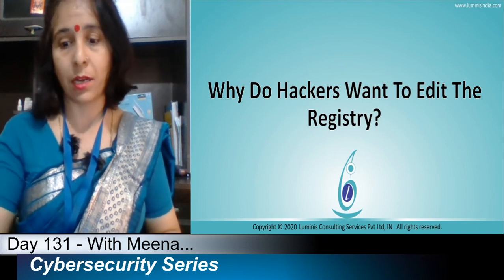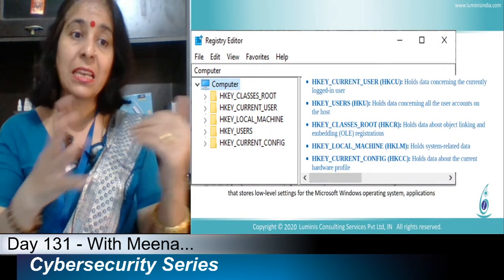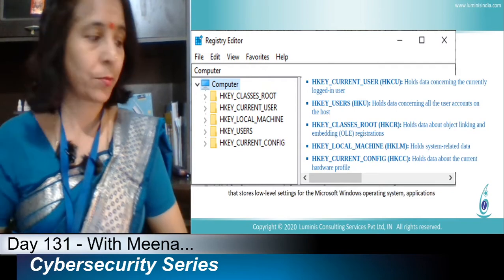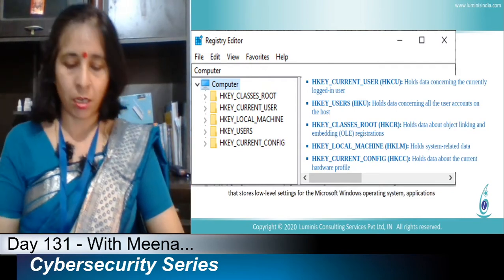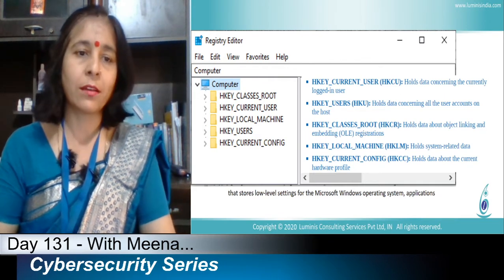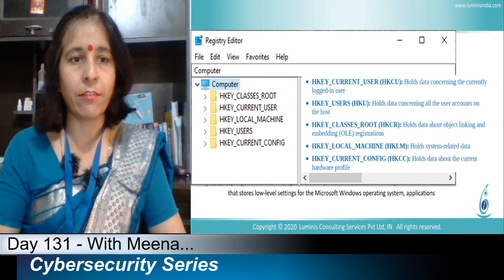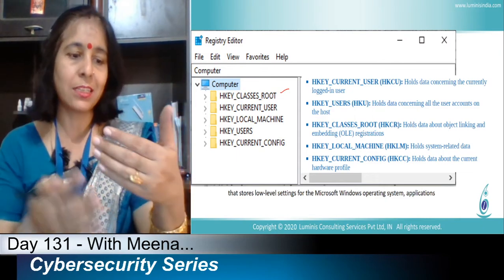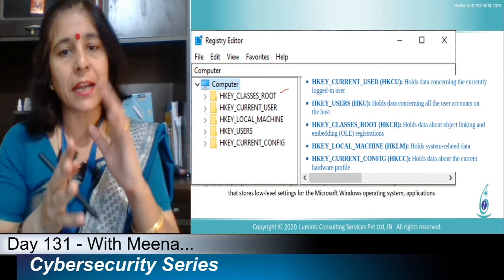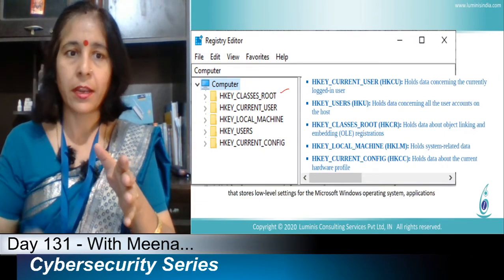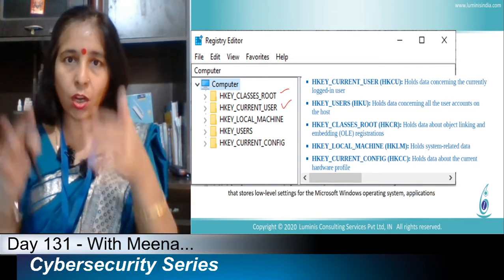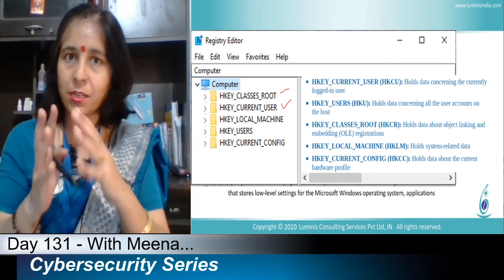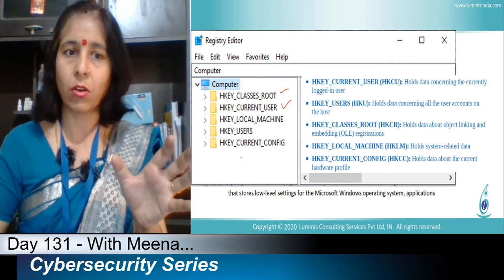So let's see what the registry is and its structure. There are basically five hives. The first hive is HKEY_CLASSES_ROOT, and it holds the information related to object linking and embedding registrations. Then the current user: whoever is currently logged in, whatever rights they have, which applications they can access, all the information related to the current user exists under HKEY_CURRENT_USER.